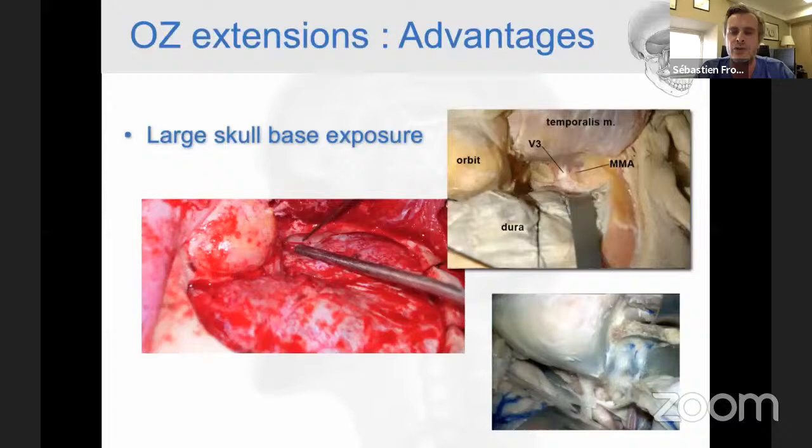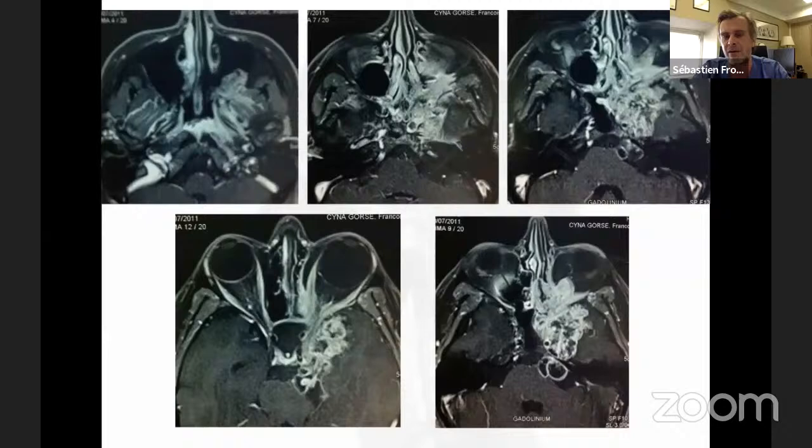Another advantage of the FTOZ approach is that it gives you a wide exposure of the skull base, a wide exposure of the orbit, caverno-orbital junction, but also of the temporal fossa floor. Once you have retracted the temporalis muscle very low because you remove the zygoma, you can really retract more the temporalis muscle, which is kind of a door that opens to expose the floor of the temporal fossa, especially the anterior aspect of the temporal fossa floor.